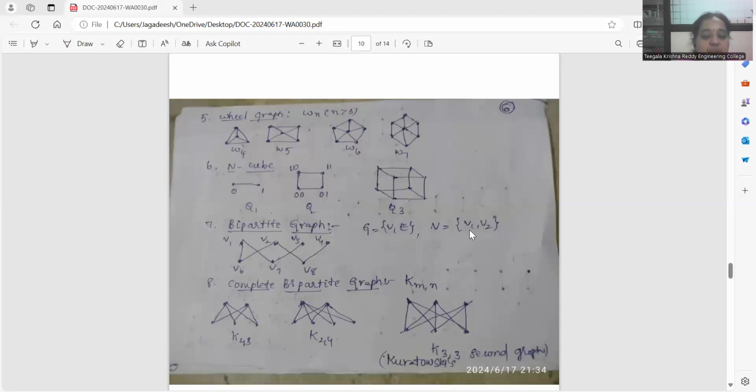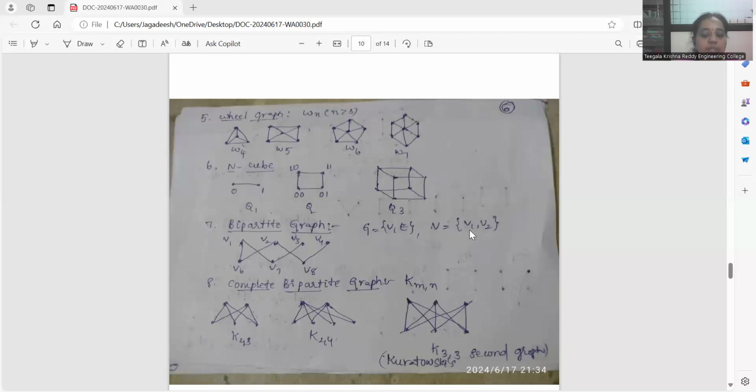Now the fifth one is the wheel graph. Remember a wheel, there should be a middle point. It is denoted by Wn, which starts from n greater than 3, because for 2 only, we can't make it complete, right? So W4, now it is n greater than 3. In the triangle form 3, the center point should be there, which connects all the remaining points, like W5, W6 and W7.